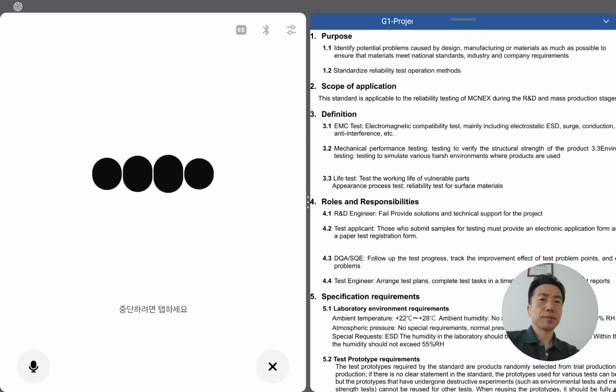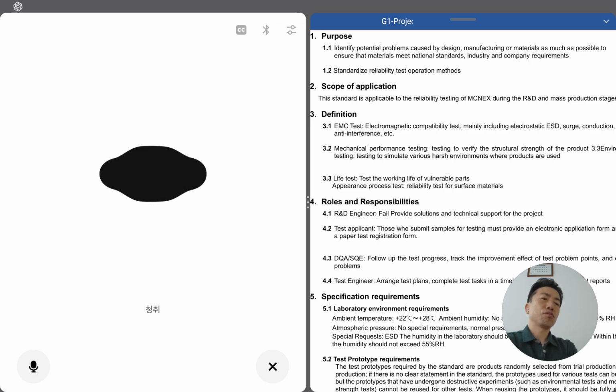Yes, I understood you clearly, David. Your pronunciation carried the meaning just fine. A few small words could use tightening, though. It should sound like this: "EMC test stands for electromagnetic compatibility test. It mainly includes electrostatic ESD, surge, conduction, and radiation interference tests." You said ESG, which sounded close, but it's actually ESD. That means electrostatic discharge. Everything else you read was clear enough to follow. Want to try that line again slowly with the corrected ESD sound?